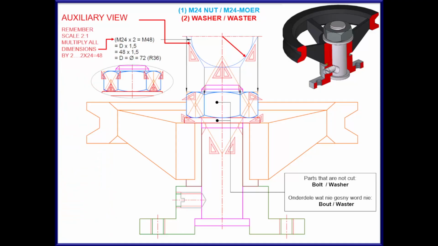Remember, our scale is 2:1 and we have to multiply all the dimensions by 2. So for this calculation, it will be 24 times 2 equals 48 millimeters. And the formula that we will apply is the diameter multiplied by the constant value of 1.5. It's 48 multiplied by 1.5, which will give me 72 millimeters. So to convert it back to my radius, it will be radius 36.